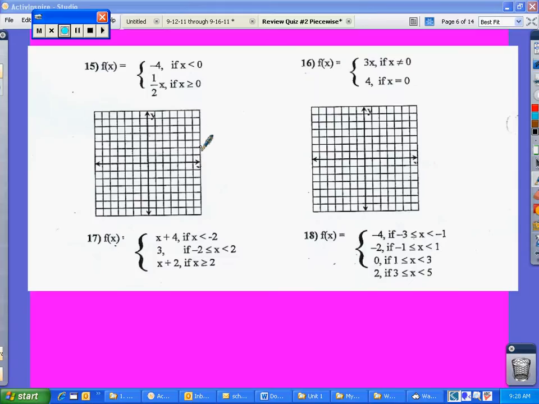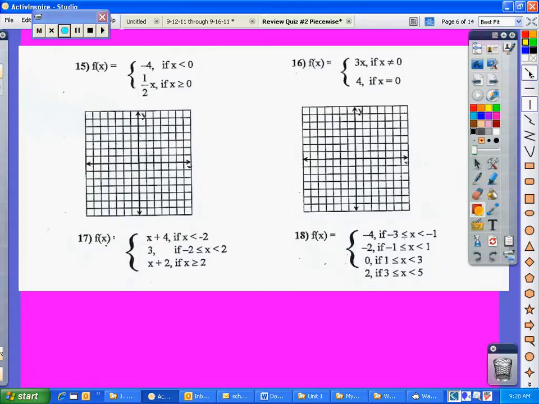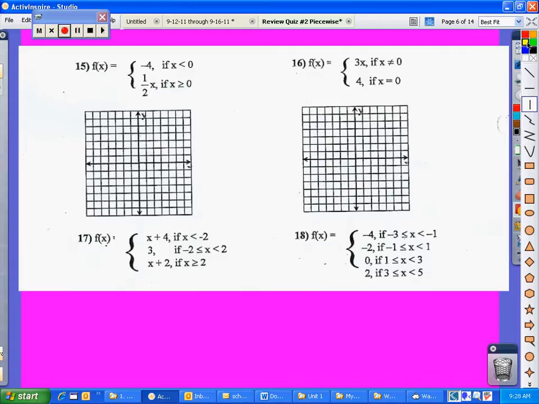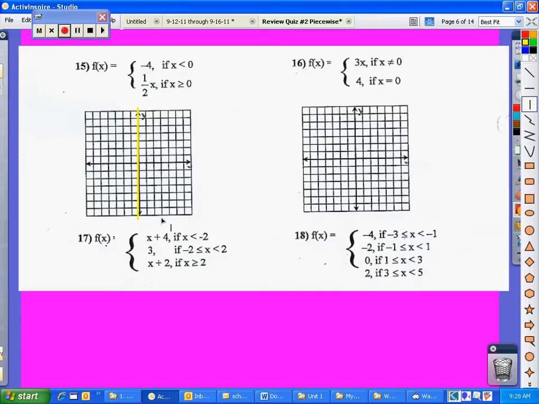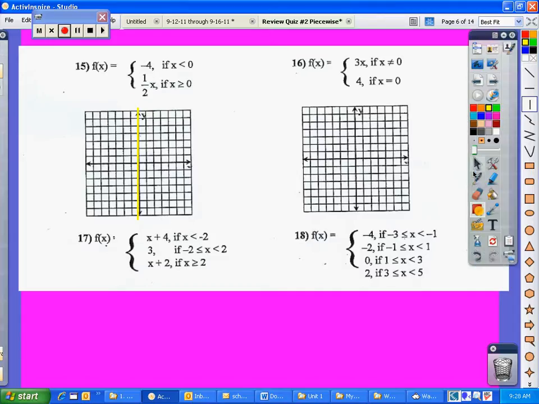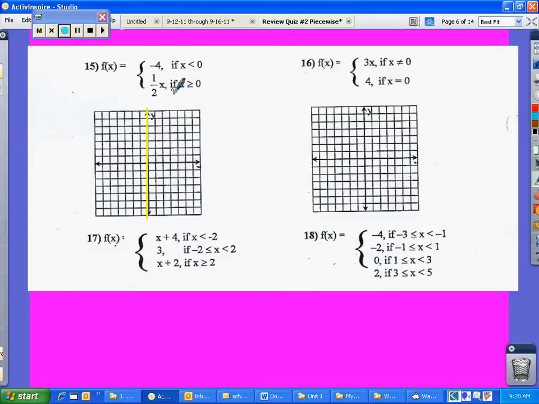So let's look at number 15 together. Number 15, I have my boundary line at 0. So I can just go ahead and draw that boundary line in. Or I can do a table of values. That's okay as well. Either one. But again, this is going to be your boundary line right on the y-axis.